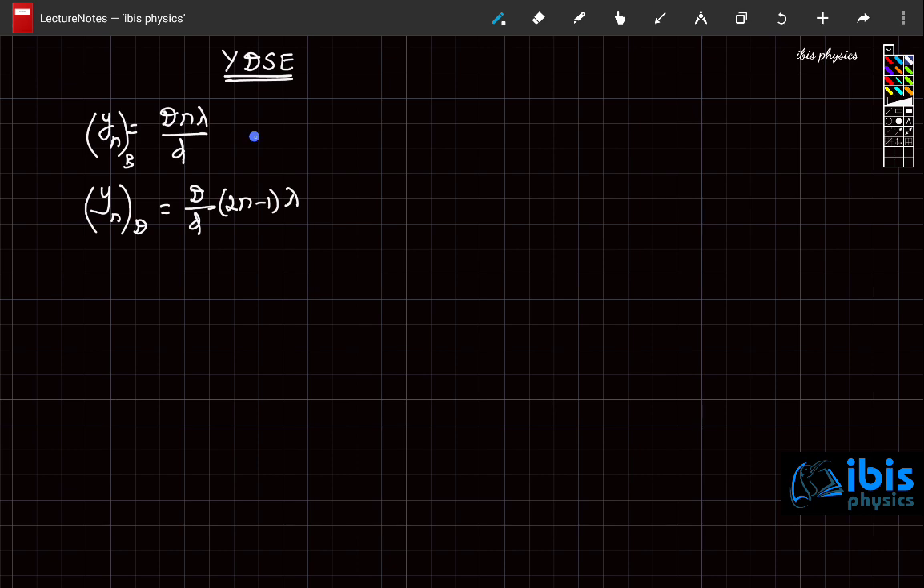Here, for the central maximum n is 0, the first bright fringe is 1, then 2 and so on. For the dark fringe, the first dark fringe is n equal to 1, and for the second dark fringe you are supposed to substitute 2. The fringe width of the bright fringe is equal to the fringe width of the dark fringe, both are the same: λD by d, where D is the distance between the sources and the screen, and this d is the distance between the sources.